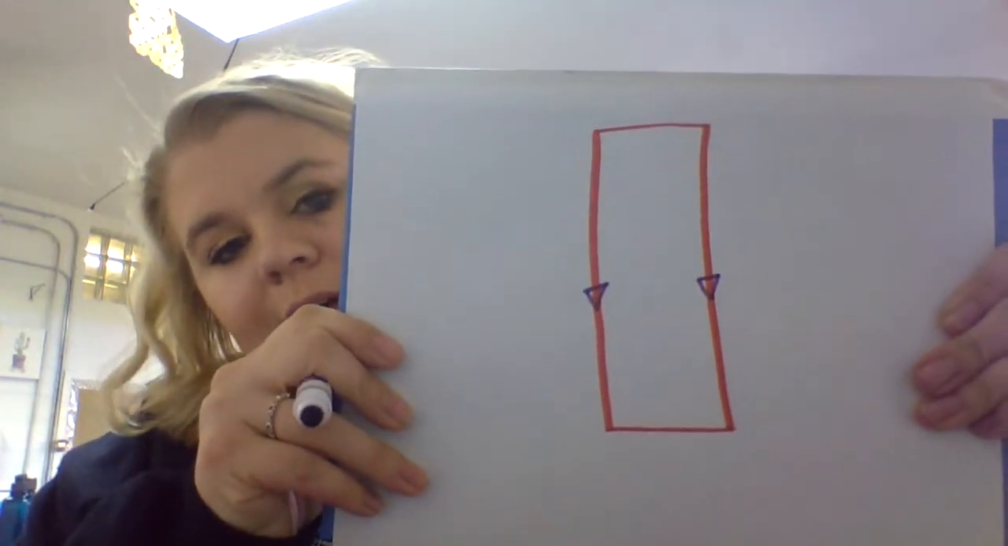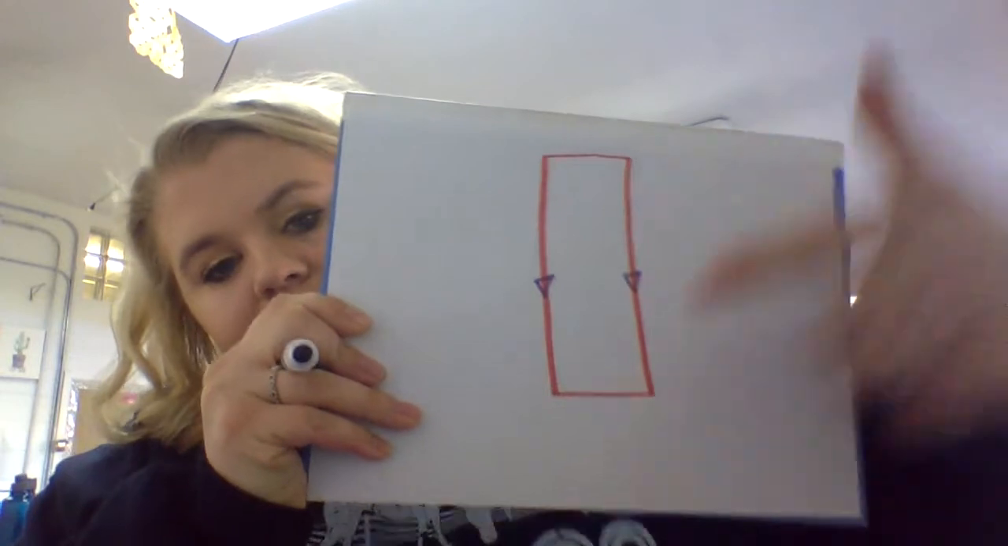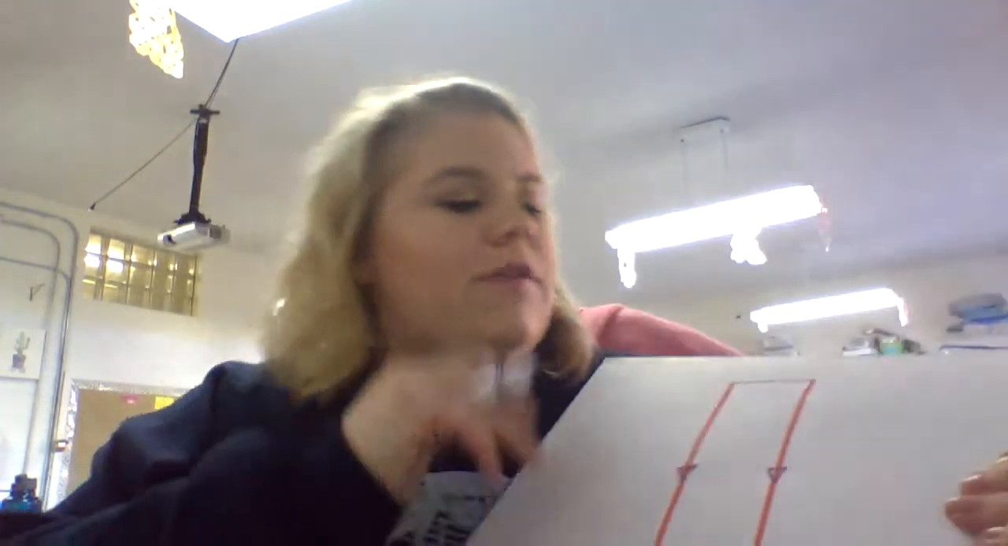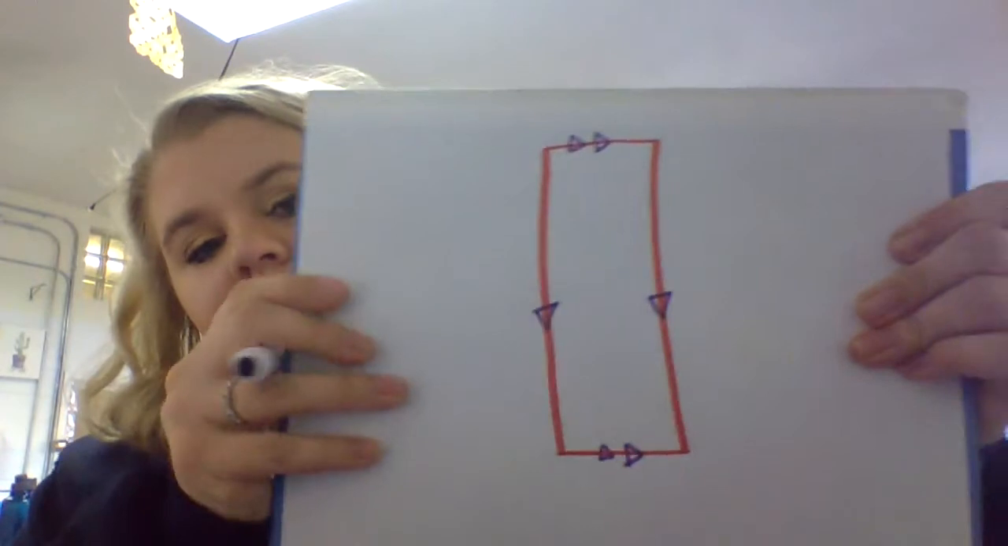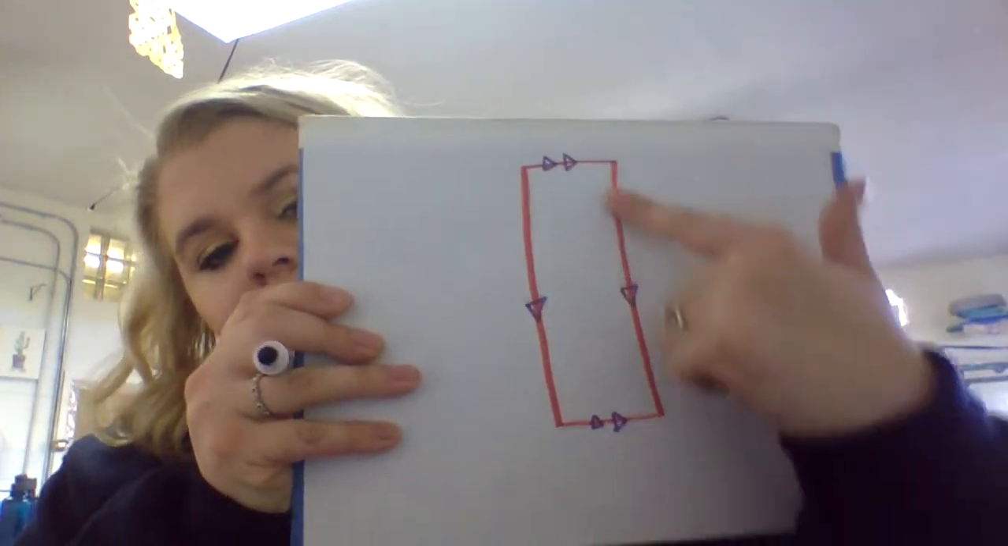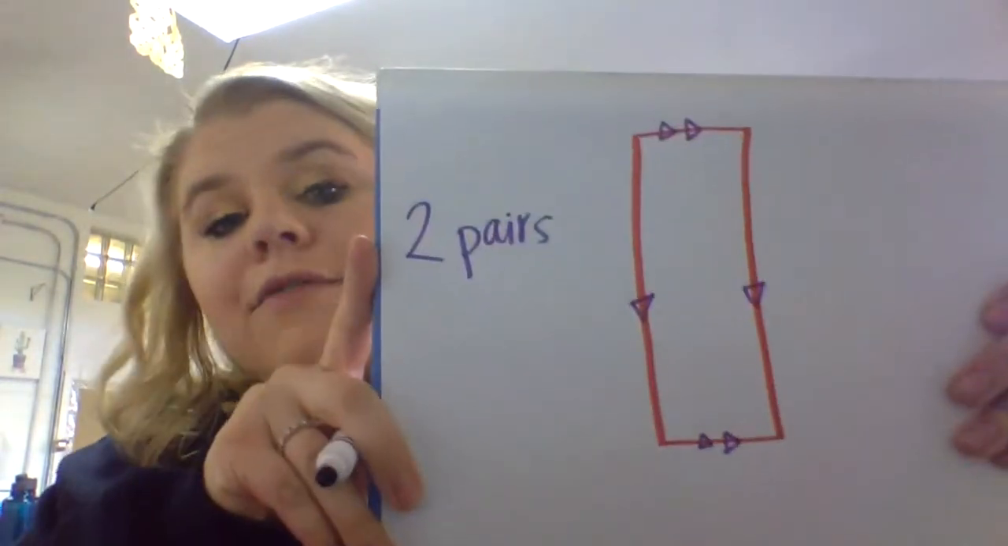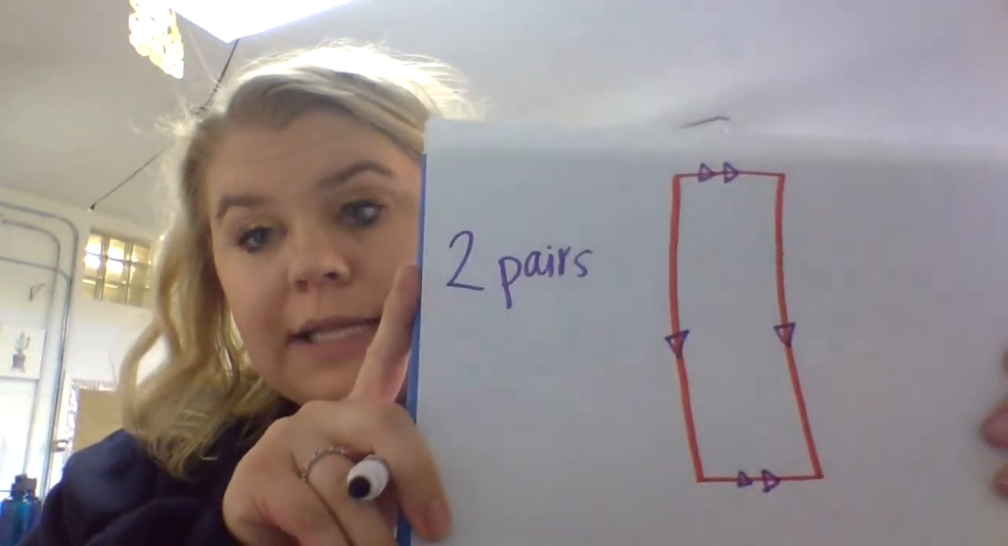So there's one set, but then also look at this set of opposite sides. These sides can go on and on and on forever. So I'm going to draw 2 arrows there to show that it's different. So here, this is one pair of parallel lines. This is another pair of parallel lines. So this rectangle, and all rectangles, have 2 pairs of parallel lines.